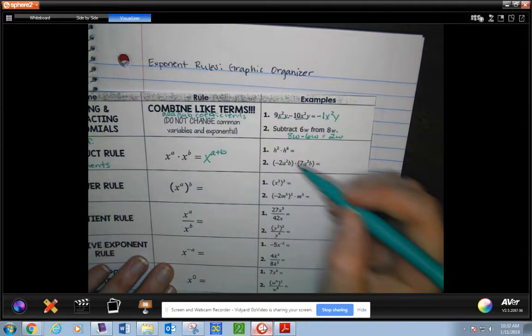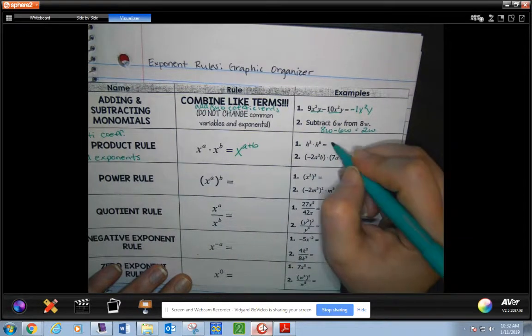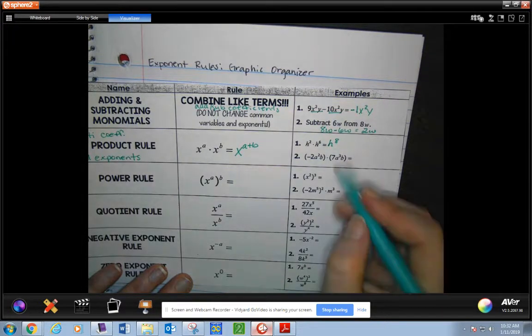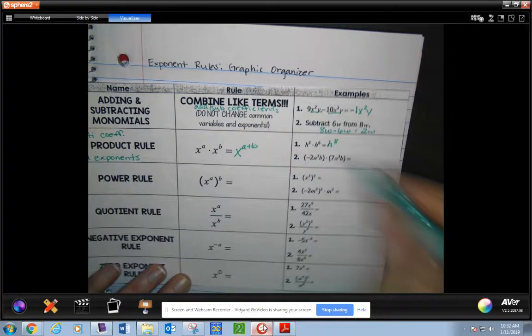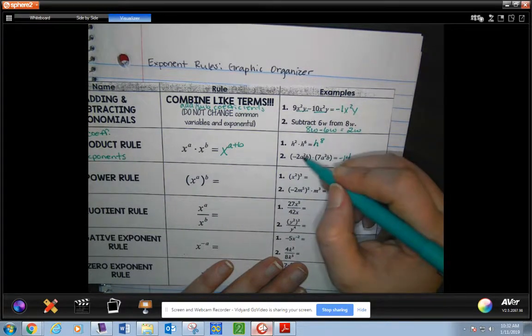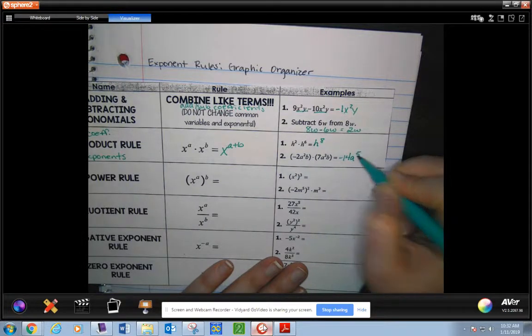Number 1. I do not have any coefficients to multiply, so all I'm going to do is add my exponents, which gives me 8. 2 plus 6 is 8. For number 2, I'm going to multiply negative 2 times 7, which is negative 14. And then a squared and a to the third, 2 plus 3 makes a to the fifth. B and b, 1 plus 1 makes b squared.